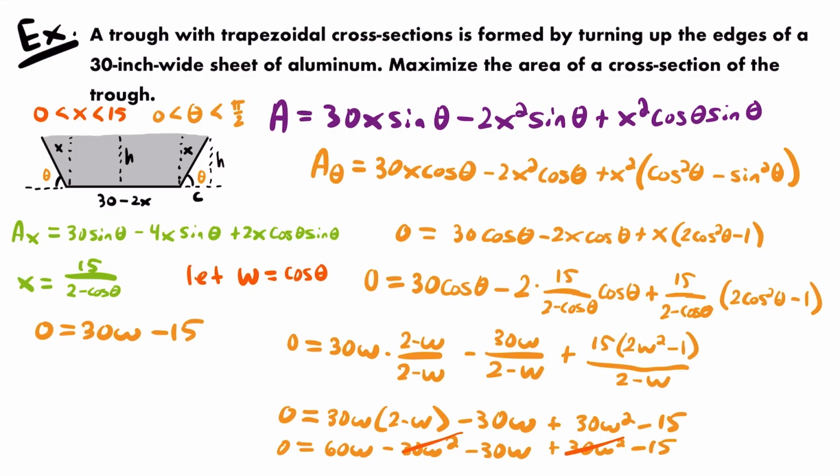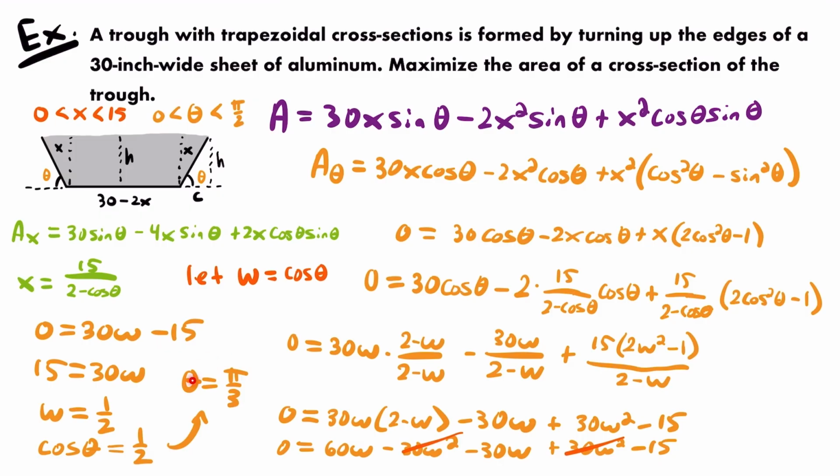So if I continue my work over here, we'll have 0 is equal to 30w minus 15. Add 15 to both sides, and you have 15 is equal to 30w, and dividing both sides by 30 gives you that w is equal to 1/2. But remember, we let w be equal to cosine theta, so really this is cosine theta is equal to 1/2. And for this range of values for theta, cosine theta is equal to 1/2 at pi divided by 3. So that would be our solution here. Theta is equal to pi divided by 3. Cosine will be 1/2 at that angle.